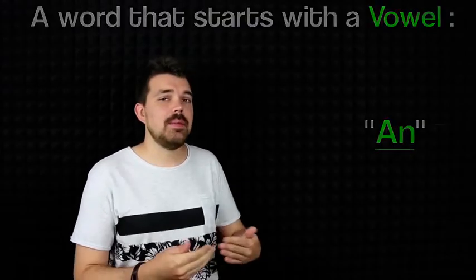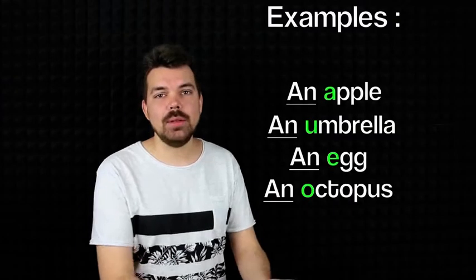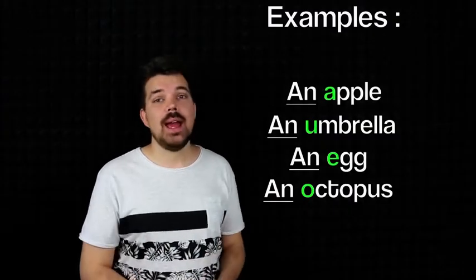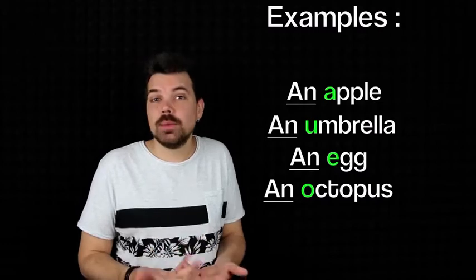Now, an can be used with an apple, an umbrella, an egg, an octopus, and all of them are perfectly okay because they start with vowels. So that was the simplified rule.